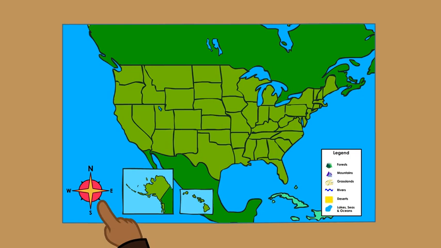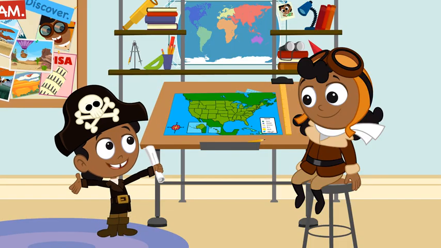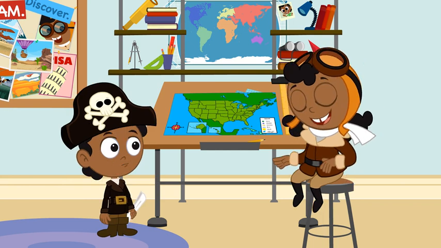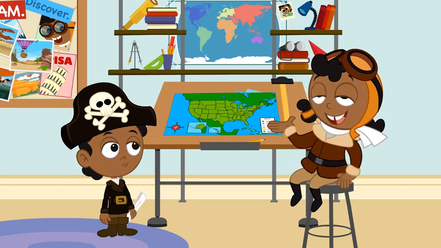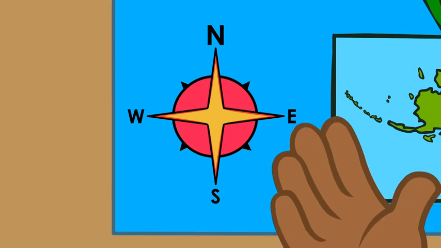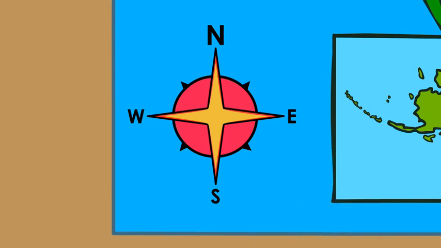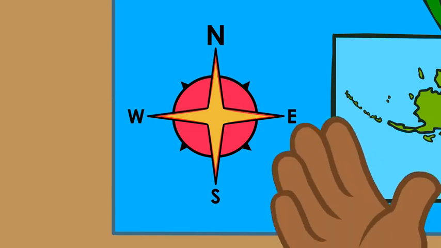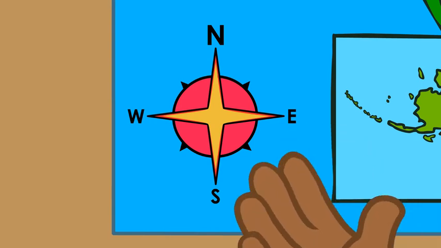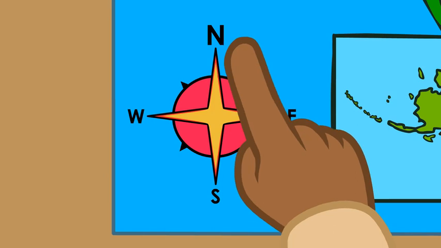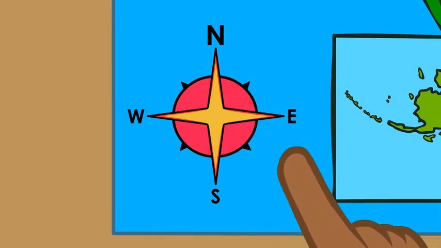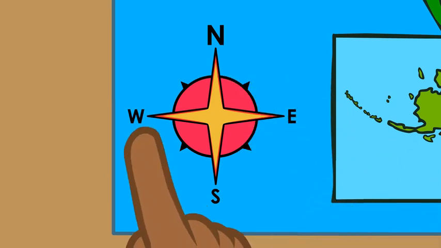What's that? That's called a compass rose. Why do you have a flower on your map? It's not an actual rose, but it does sort of look like a flower, doesn't it? A compass rose shows the directions, so you can tell where something is compared to something else. See? That's north, east, south, and west.